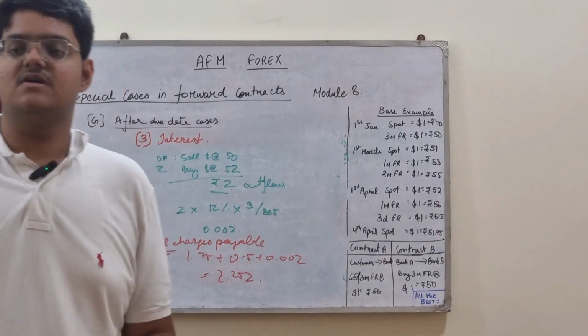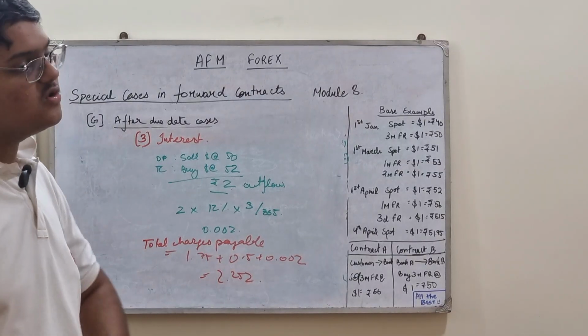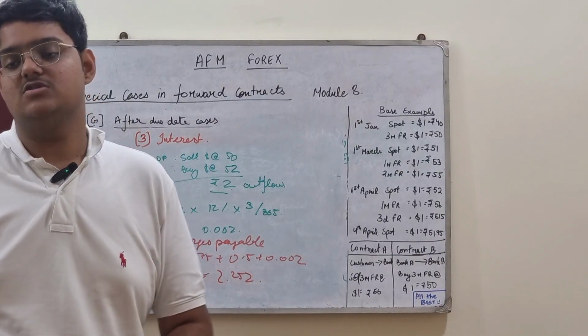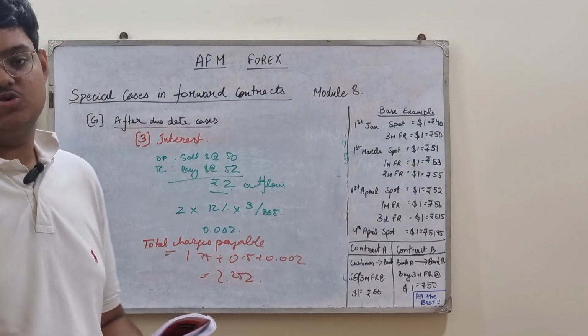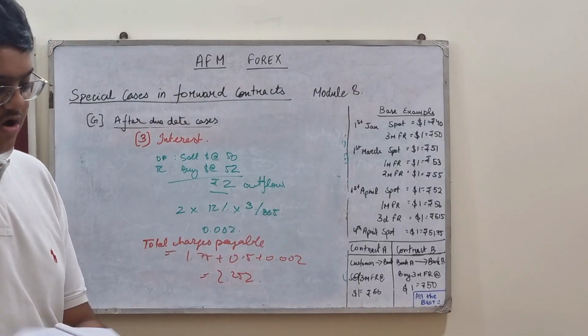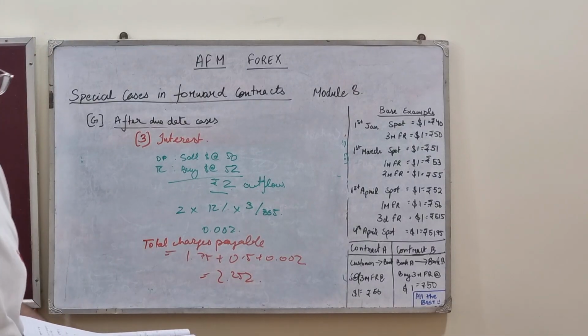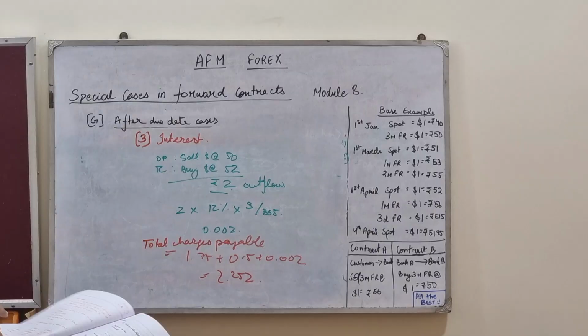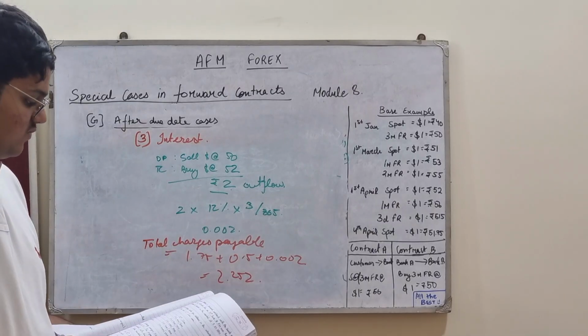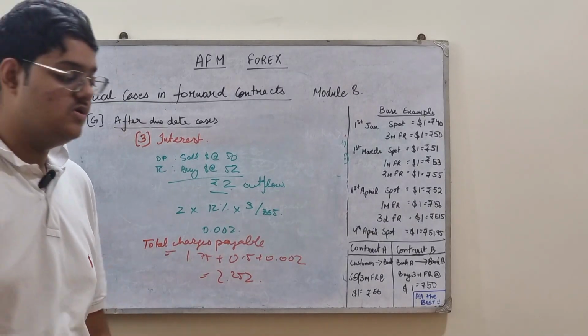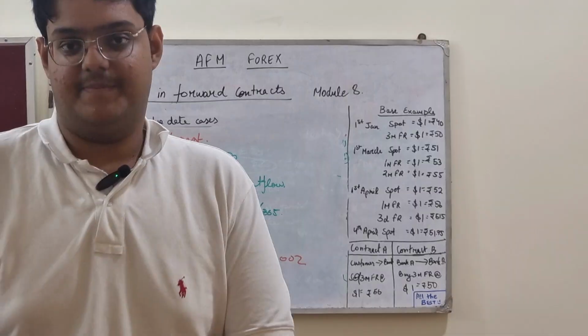Now if the customer wants to extend it, he has to book a new forward contract. If the customer wants to execute it, he has to do it at the spot rate. So all of those transactions would be extra on top of the RBI charges that he has to pay. So that's it. With this we are done with module 8. This was a big one.